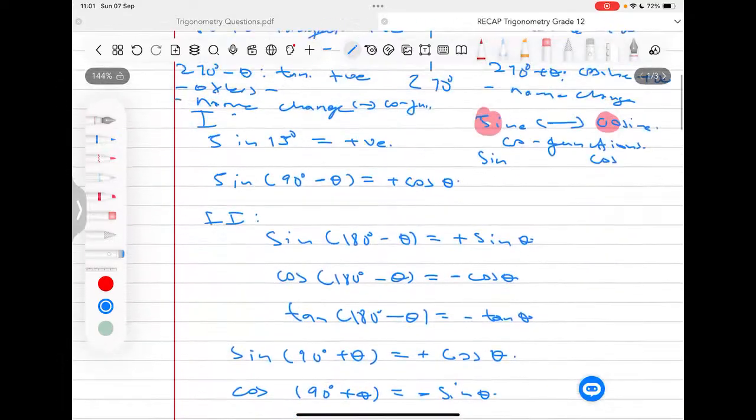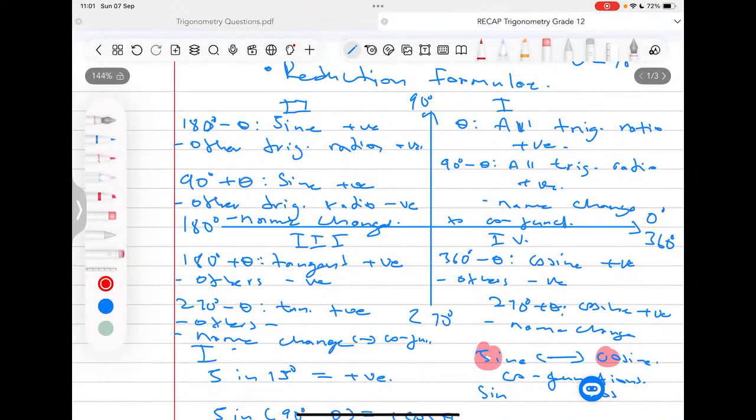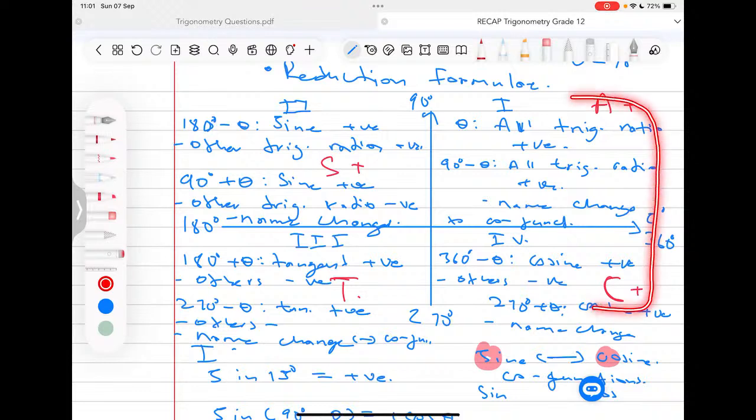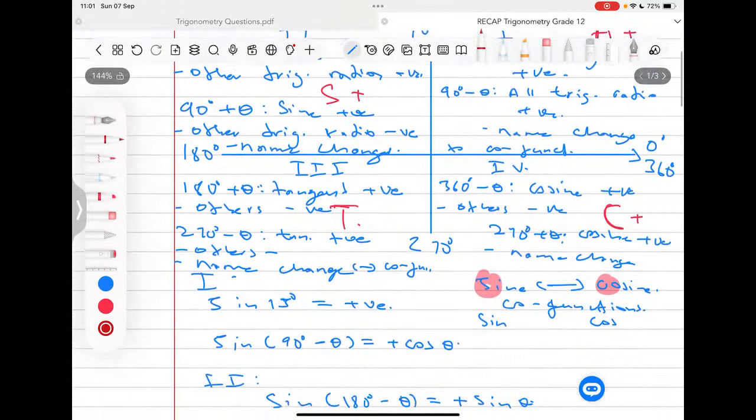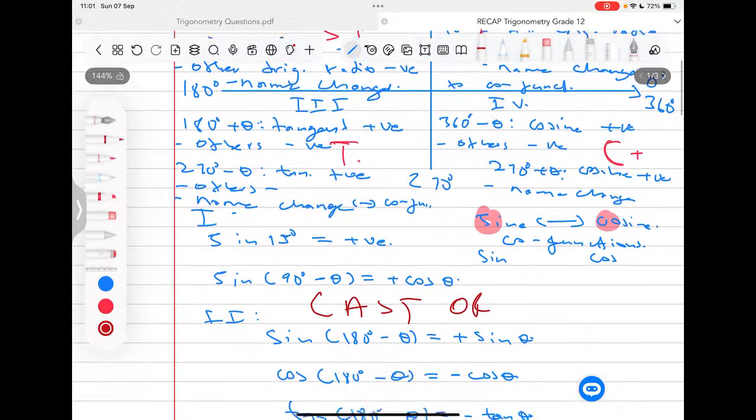And in fact, if you look at this diagram here, we still call it the CAST diagram, because here we're saying only cos is positive here. All of the trig ratios are positive here. And we're saying here only sine is positive. And we're also saying here only tangent is positive. So this diagram is then called the CAST diagram. If you go in that direction, can you see that we have the letters here, CAST.